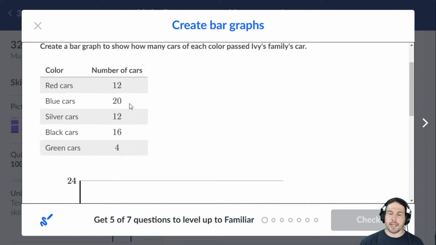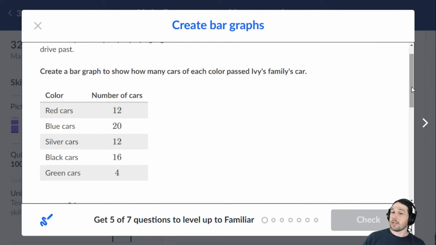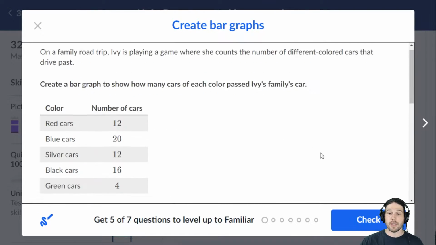So literally, we're going to take one quick look at this. 12 red cars, 20 blue, 12 silver, 16 black, 4 green. So to make this, I want 12 red cars. I grab this, I pick it up, and I move it up to 12.